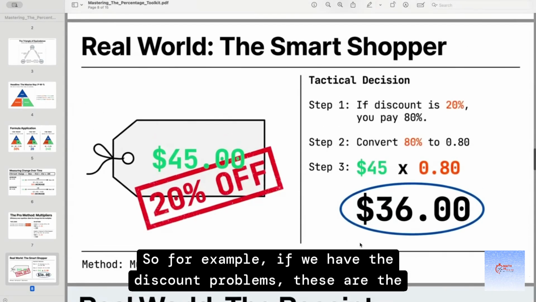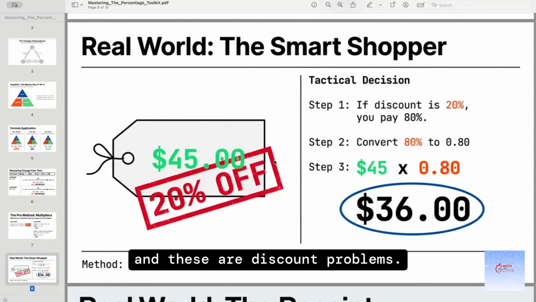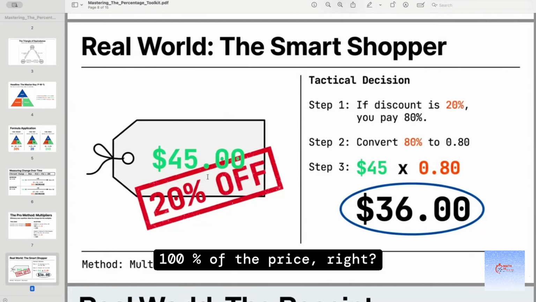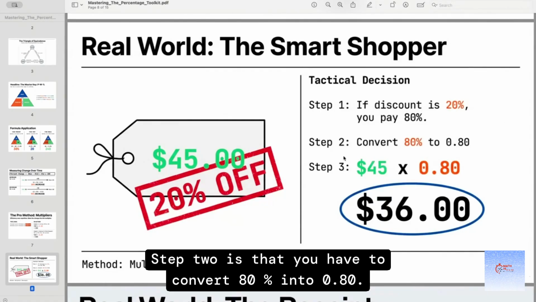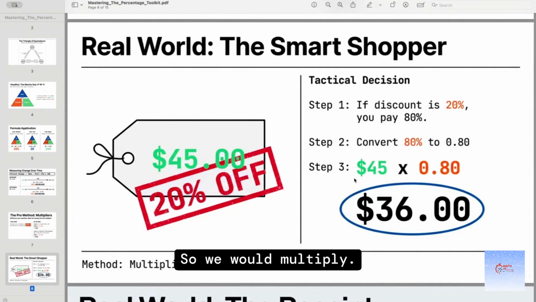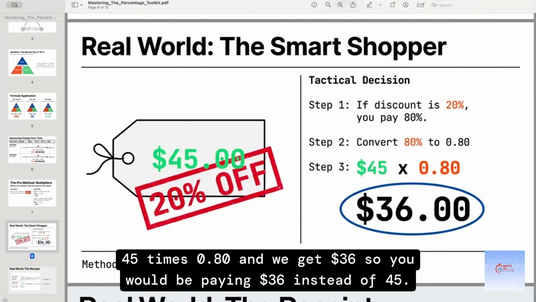So, for example, if we have discount problems, these are the most common problems where we see percentage increase and decrease. So, if the discount is 20%, you pay 80%. Because usually you're paying 100% of the price, right? If you have a discount which is 20% off, then you're paying 80%. Step 2 is that you have to convert 80% into 0.80. And we see here that the original price was $45. So we would multiply 45 times 0.80 and we get $36. So you would be paying $36 instead of $45.